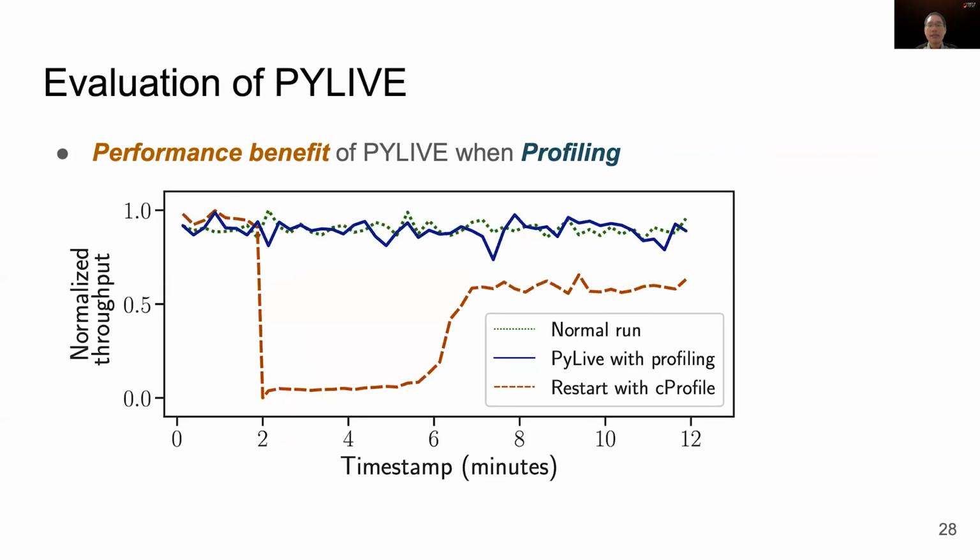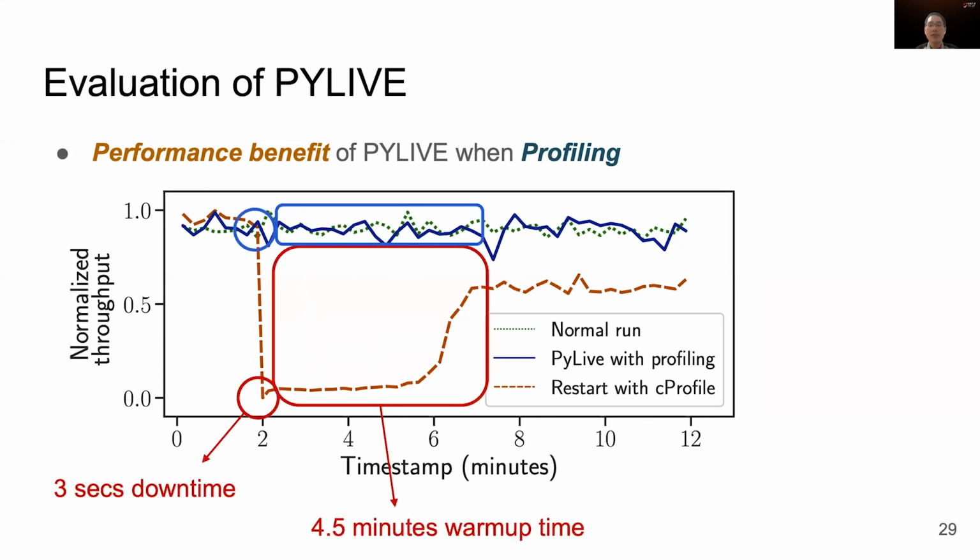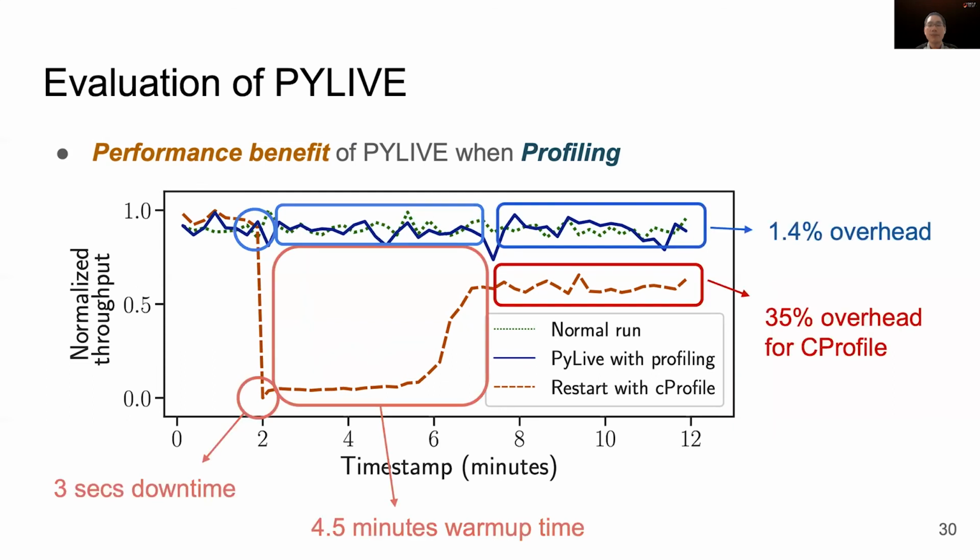For profiling cases, PYLIVE makes the performance impact affordable in production run systems. Its benefits come from 2 aspects. First, enabling cProfile needs an application restart, causing downtime and warm-up time. The figure shows PYLIVE can avoid the 3 seconds downtime and 4.5 minutes warm-up time.